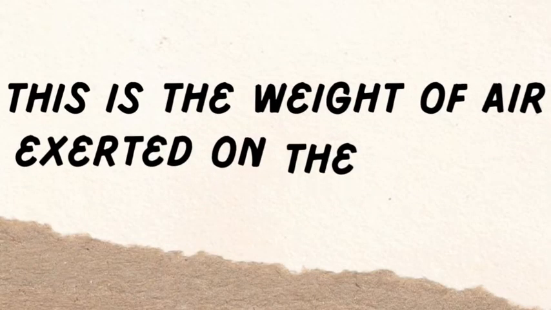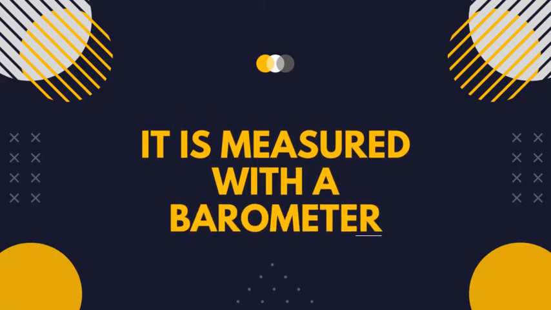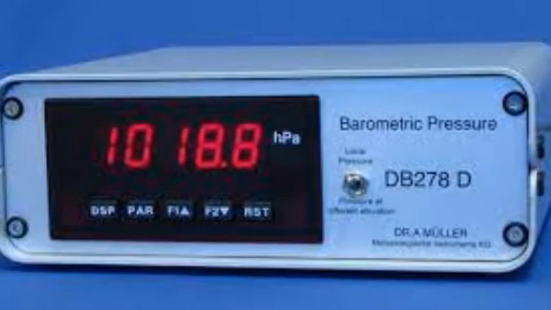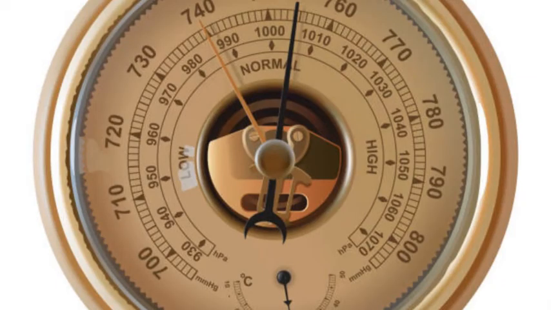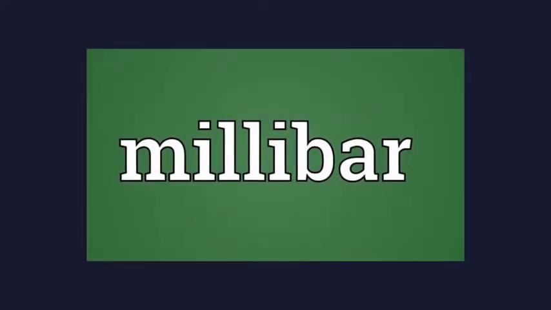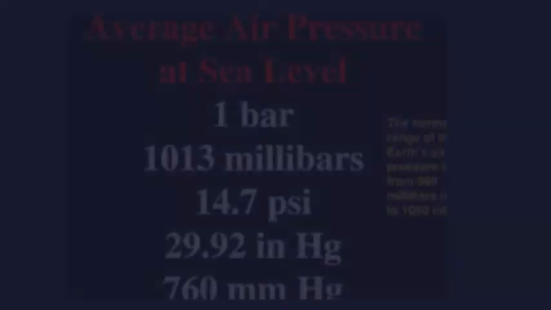Atmospheric air pressure is the weight of air exerted on the Earth's surface, which is measured with a barometer. A barometer has three basic types: the aneroid barometer, the digital barometer, and the mercury barometer. Air pressure is measured in millibars, and the average air pressure at sea level is 1013 millibars.